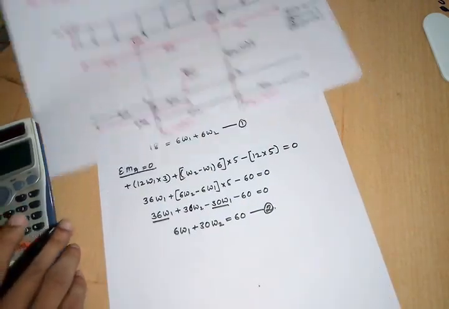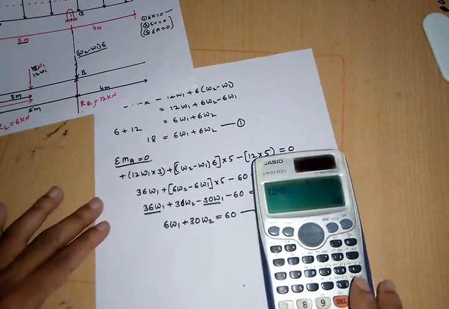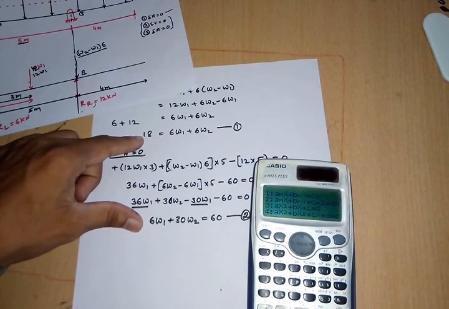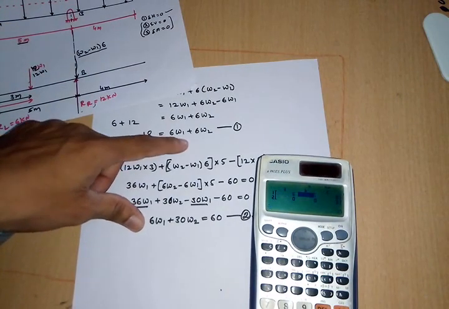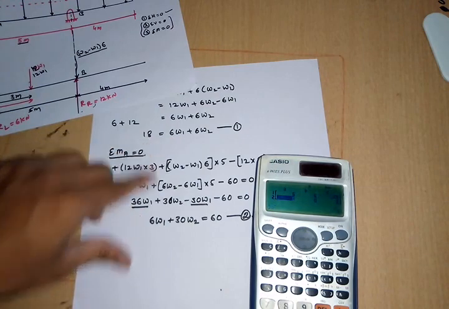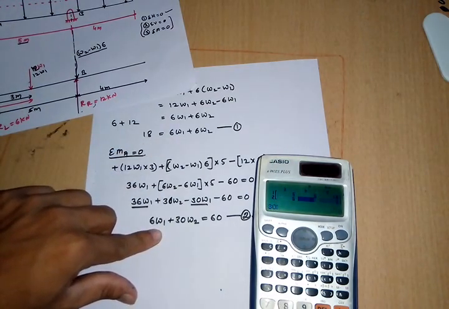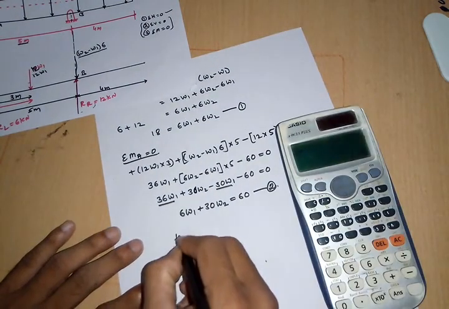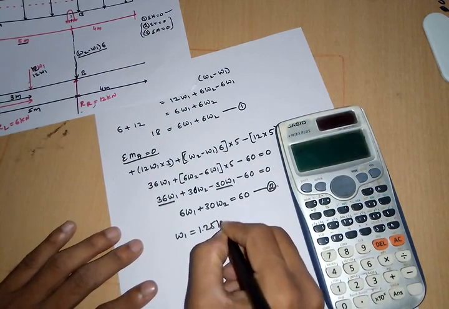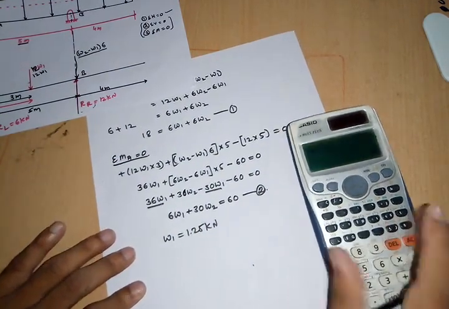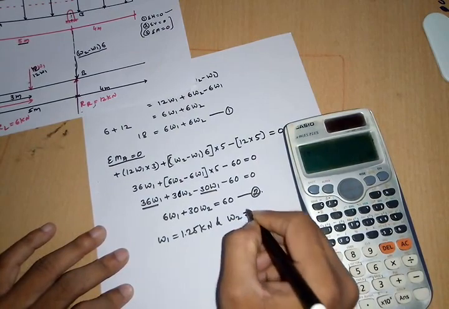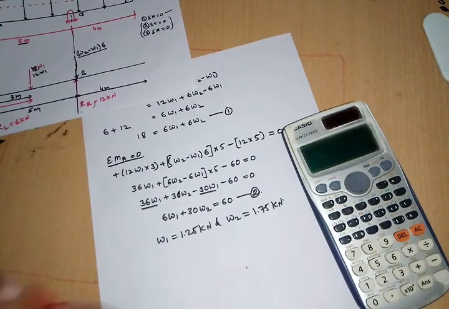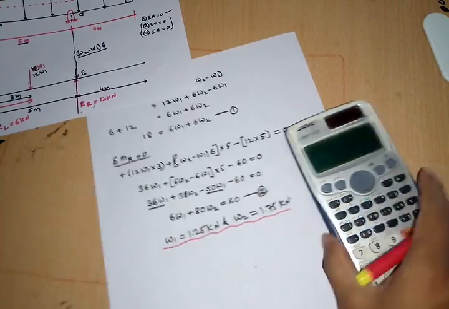Now on solving equations 1 and 2, we get W1 and W2. So these are the two equations. Here 6W1 plus 6W2 is 18, and here 6W1 plus 30W2 is 60. We get W1 as 1.25 kilonewton and W2 as 1.75 kilonewton. So this is the solution.